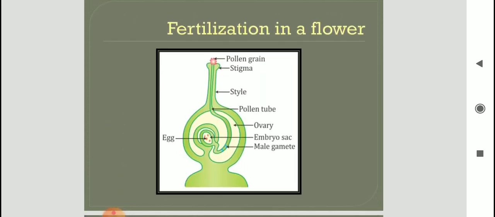Now see this picture. This is a very beautiful picture of the fertilization process. Children, you can see the red colored pollen grain settled on the top of the stigma. Stigma secretes some sticky substance that allows the pollen grain to settle over it. After a few days, a pollen tube starts forming from the pollen grain. That tube increases in length. It passes through the stigma, through the style, and it reaches the ovary.